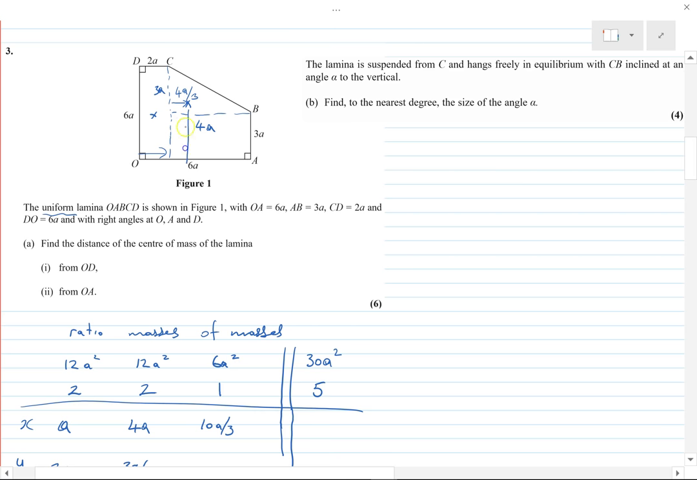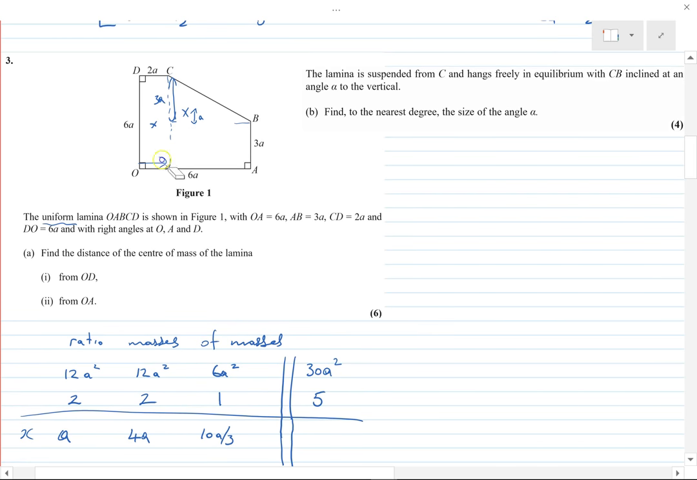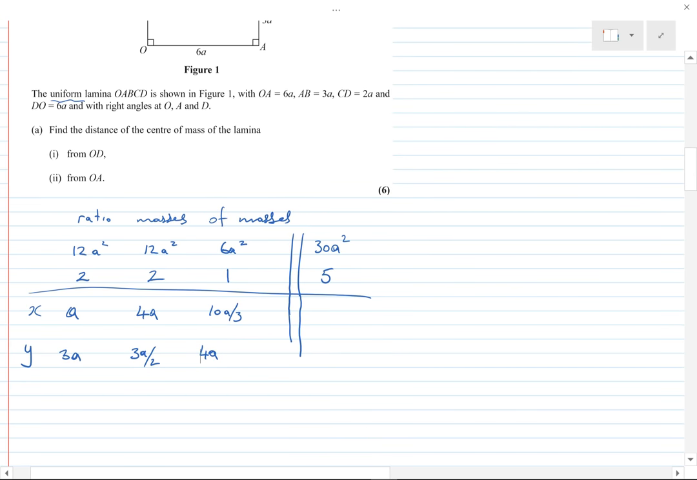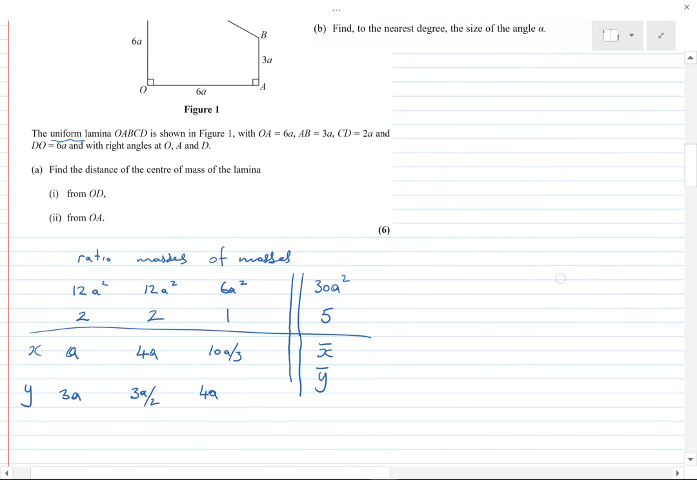The vertical, again, looking upwards, we've got the length from here to here is 3a. So it's a third up from there, which is a, plus the 3a we already have from here to here. So that's 4a. Okay, let's rip some of these bits out. We're not going to need them now. Okay, so we've got that. We've set up our diagram, and then we can use the equations to work out x bar and y bar.